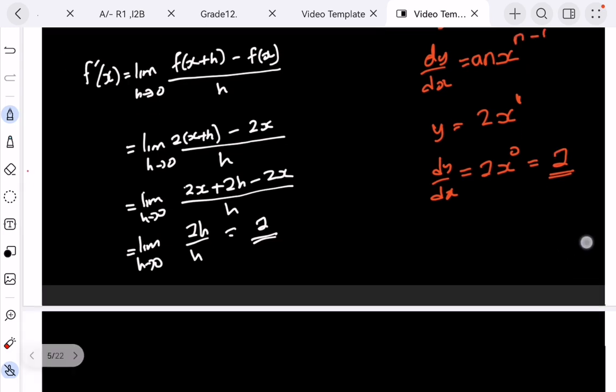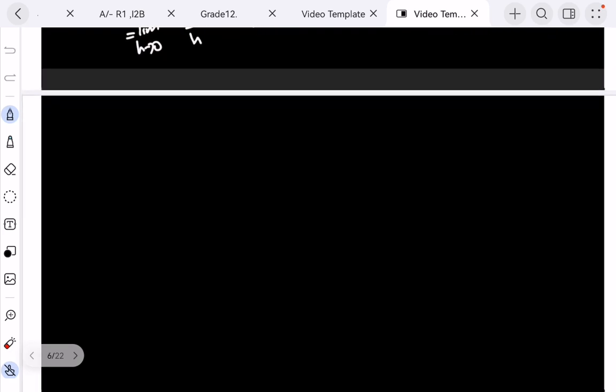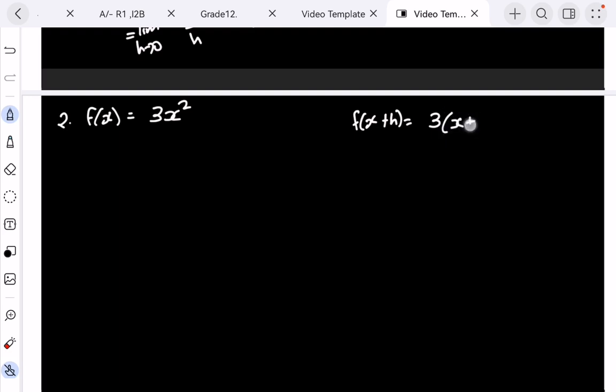The 3x squared. So we have to determine this by first principle. So this is what I was saying. If you have a complicated equation like this, the best thing you can do for yourself is to determine f of x plus h separately. So which means where there is x, you are going to replace it with x plus h. You see, we had x squared, now it's x plus h squared. So now you can work through that.